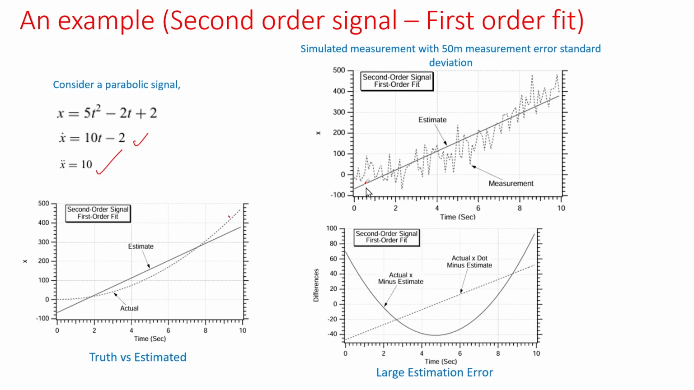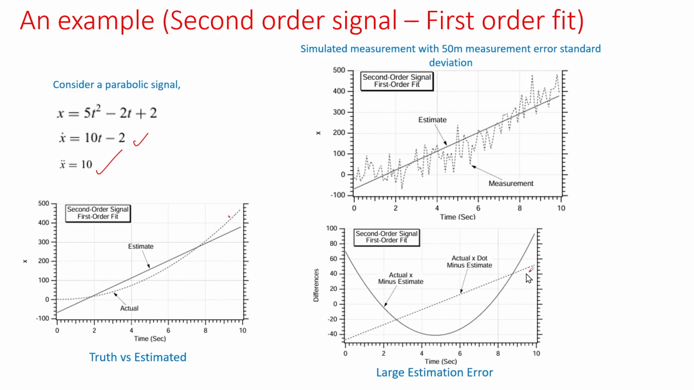And if you check the error, you can see the error in x and the error in x derivative. Okay. You can see the x error is simply increasing. It is actually kind of parabolic, coming from 60, then going to a minimum of say minus 40, and again increasing, and the x derivative error is obviously increasing throughout. So, first order fit is not a good solution for a second order signal.